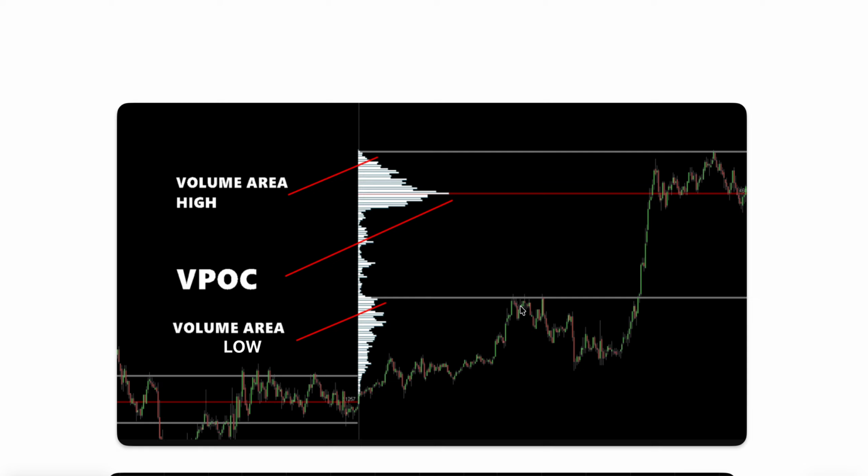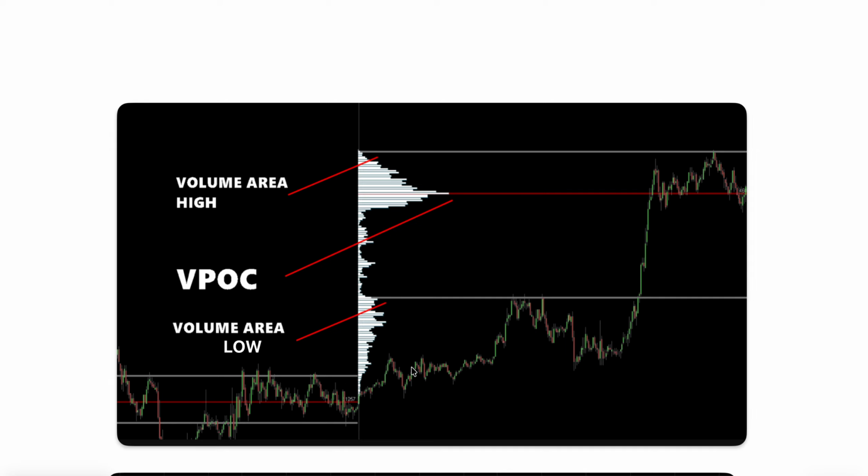Now, the key levels of the volume profile. The first level is the volume area high. This is the top line of the volume profile. The middle line, it's always in the middle, is called the point of control, the POC. This is where most of the volume was traded in this range. And then we have the volume area low, which is the bottom of the volume, like the other 30% of the volume that was played.